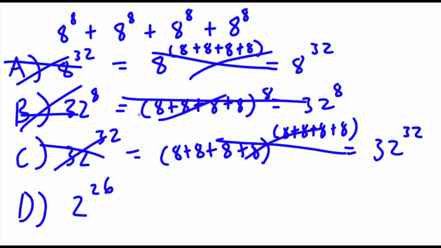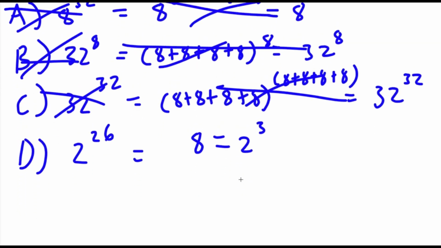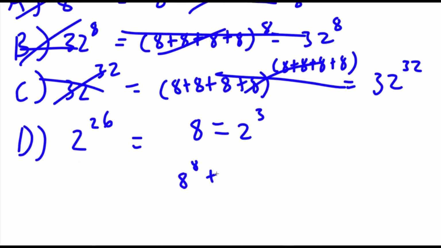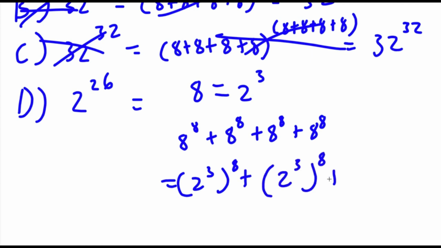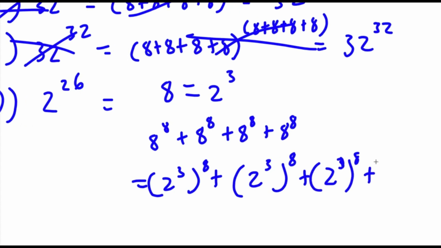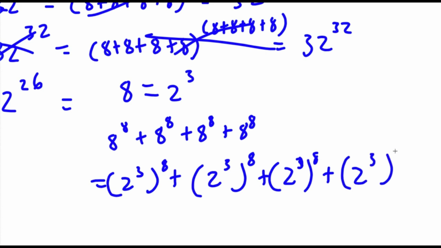Finally, for D, which is actually the right answer, they first started with 8. This is the same thing as 2 to the power of 3, right? So we have 8 to the power of 8 plus 8 to the power of 8 plus 8 to the power of 8 plus 8 to the power of 8. And now if I substitute in 2 to the power of 3, I get 2 to the power of 3 to the power of 8 plus 2 to the power of 3 to the power of 8 plus 2 to the power of 3 to the power of 8 plus 2 to the power of 3 to the power of 8.